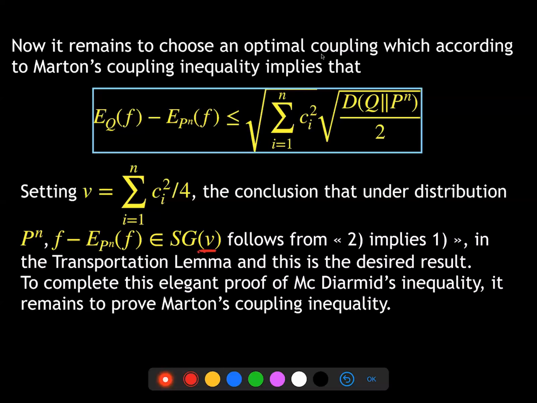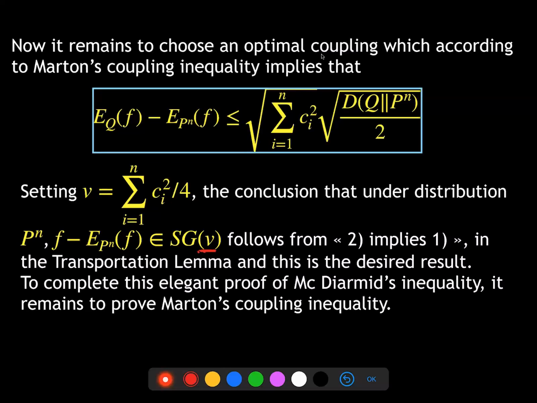Sir, can you hear me? Yes. Doesn't the transportation lemma say that for all Q, and here you take a Q which achieves the minimum, right? So I don't see how 2 implies 1.